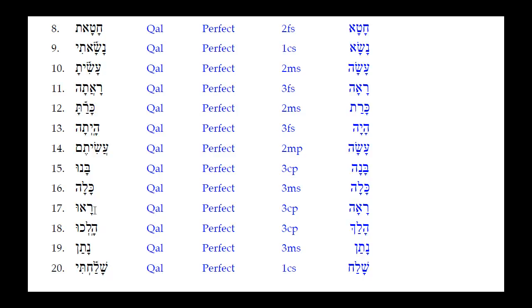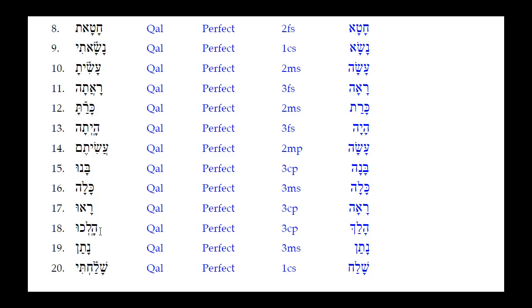Number 17 is ra'u. We recognize this has two consonants. There's one missing, and you've got the sufformative ending of a third common plural shureq here. So this must be a third hay verb. We would parse this as a Qal stem, perfect conjugation, third common plural from ra'ah. The hay drops out.